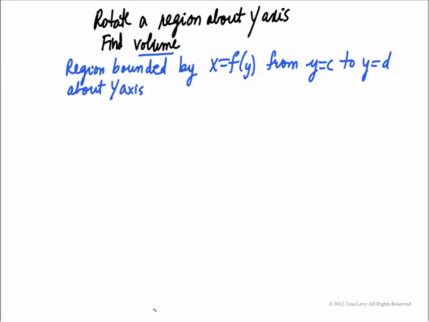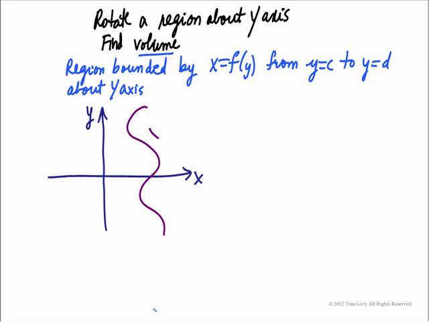Another example is we're going to rotate a region about the y-axis, and then we're going to find the volume. So to start with, I'm going to look at a region bounded by a curve x equals f of y from y equals c to y equals d. So this would be our function, only it's x a function of y. It's not a function of x.